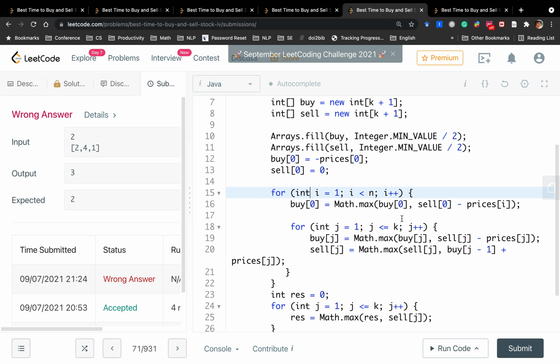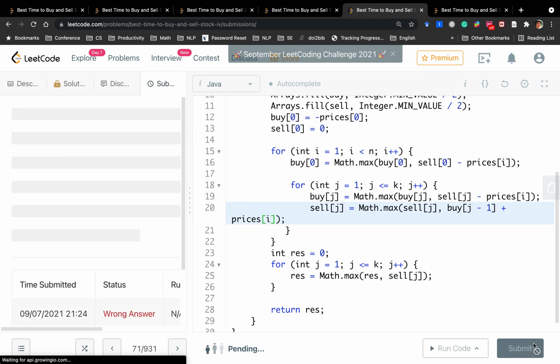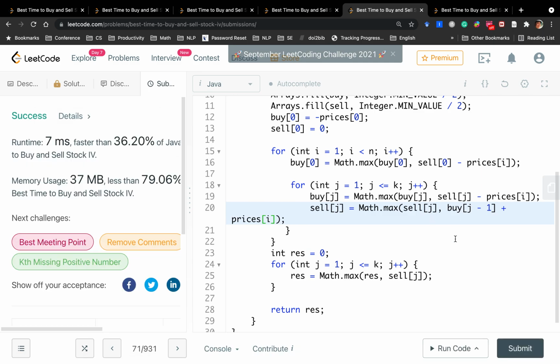Buy j, maximum buy j, sell j, buy, so we minus price. Oh, sorry, this should be I. J is just about which transaction we are on, but for the prices we use this I. So do not make this mistake. It's very, very tricky. I almost made the same mistake. Okay, thank you for watching. See you next time.